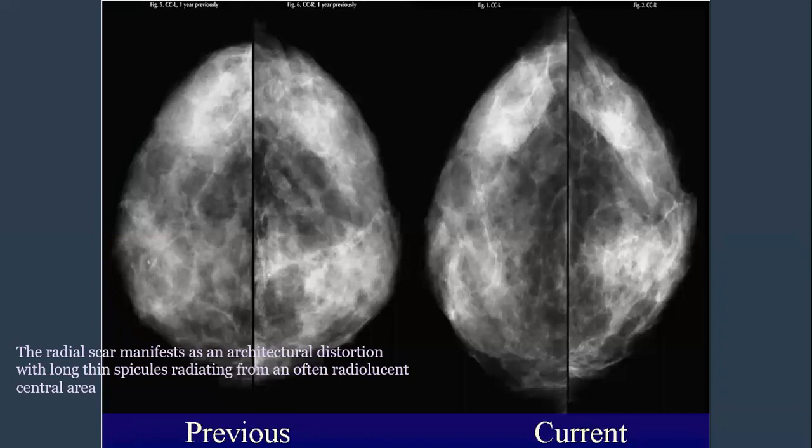Can you see the lesion? Where? This is the previous, and this is the current. So, a focal area of architectural distortion with long spicules seen on interval. Where exactly in this extremely dense breast? Right or left? Right.